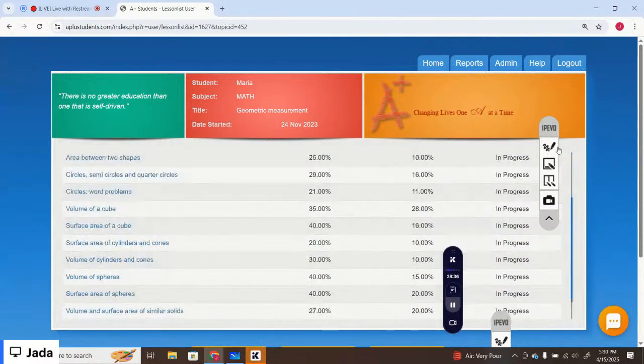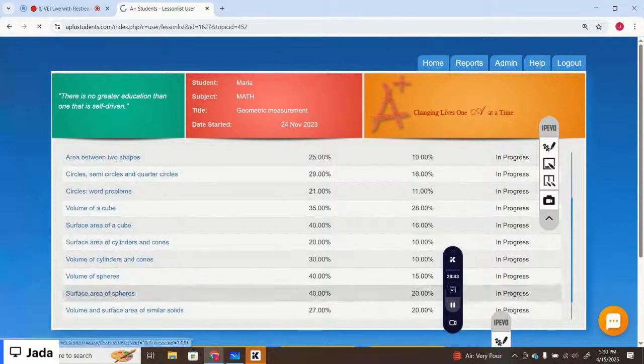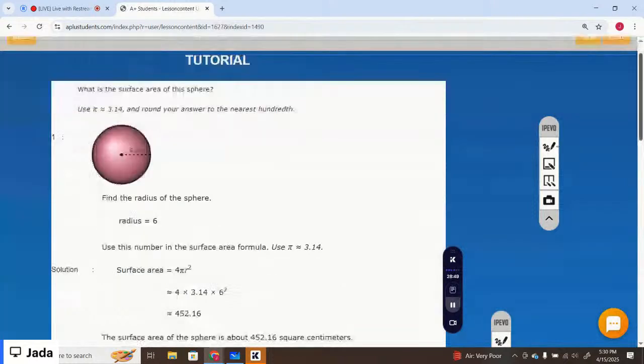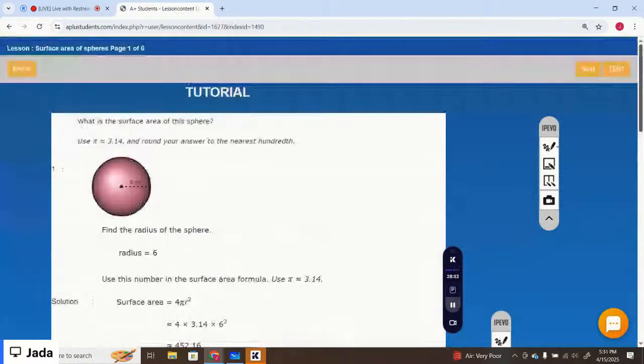The next lesson is surface area of spheres. You are given this sphere, you need to calculate the surface area that is 4 pi r square. Just do this one, right?